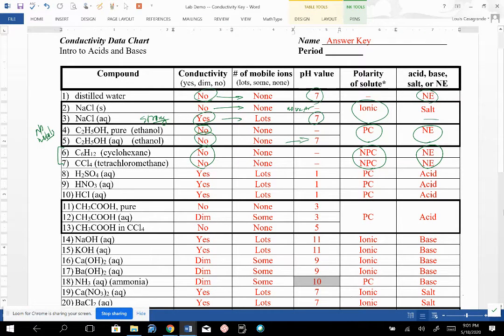These next three are sulfuric acid, nitric acid, and hydrochloric acid. You may remember those from chapter 8 when we did our naming. So we know that they're acids. We confirm that they're acids because they have a pH of 1, so that makes them an acid. It also turns out that these have a lot of high conductivity. So with our conductivity light bulb, the light bulb is going to glow very strongly, which means they all have lots of ions. So the number of mobile ions is going to be lots of mobile ions. So we can consider these guys to be strong electrolytes.